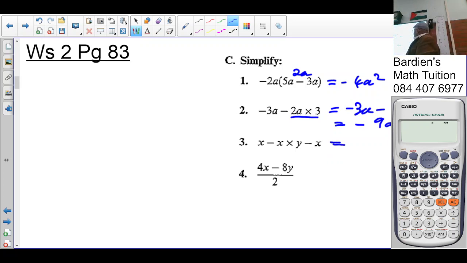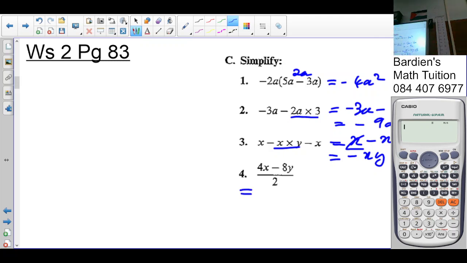What's your answer to number 3? Negative xy is correct. Why? That needs to be done first. So it's going to be x minus x times y, xy minus x. So what do I do now? Look for like terms. That cancels, leaves you a negative xy. The last one? 2x minus 4. Each one was over its own. Okay? Any confusion there?